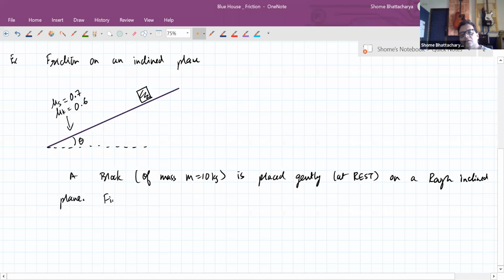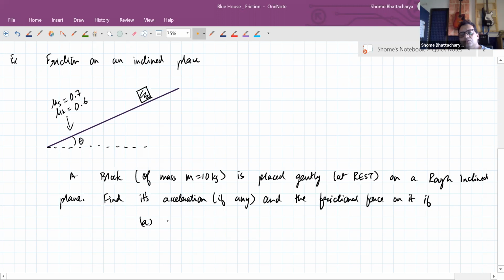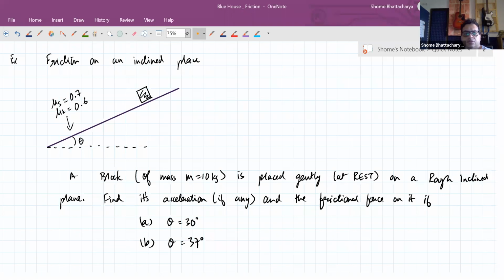Find its acceleration, if any, and the frictional force acting on it, if in the first situation theta is equal to 30 degrees, and in the second situation theta is changed from 30 to 37, but the coefficients of friction are all the same. So just try this out.